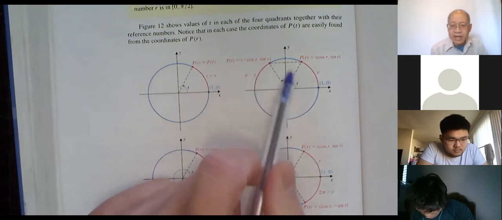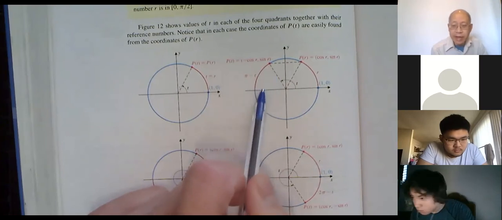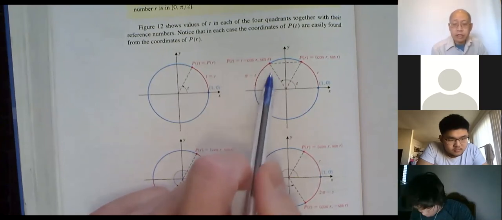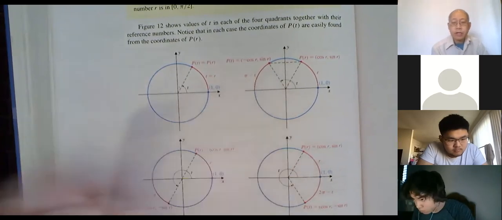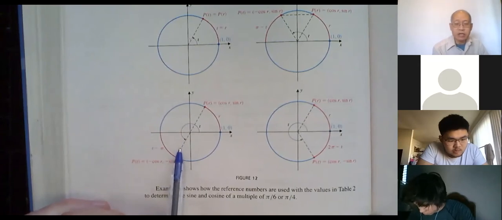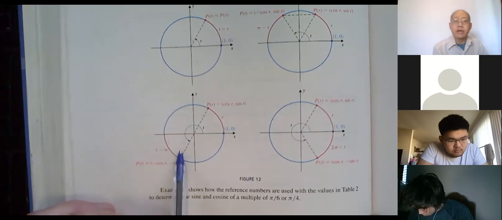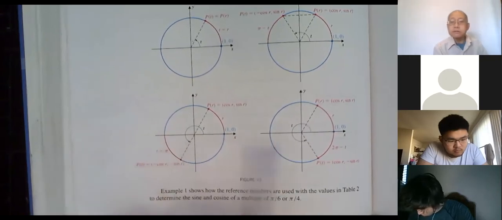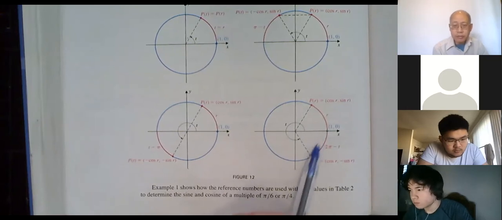Now if I'm in the second quadrant, then I want this angle. It's always an acute angle, a number between 0 and 90 degrees. So this would be my reference angle. In the third quadrant, the rule is you go back to the x-axis as an acute angle. This angle right there would be my reference angle. And in quadrant 4, this angle here would be the reference angle.